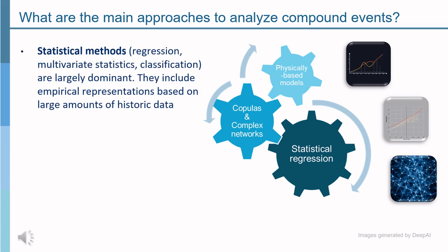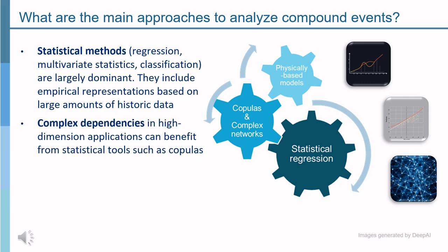Statistical methods, including regression, multivariate statistics, and classification, are largely dominant for detecting, predicting, and understanding relationships among different datasets. Empirical representations are observation-oriented and aim to detect correlation between variables based on large amounts of historic data available. In the case of complex dependencies and high-dimension applications, the use of statistical tools such as copulas can be beneficial. This is in particular the case when the number of features to be analyzed is very large.